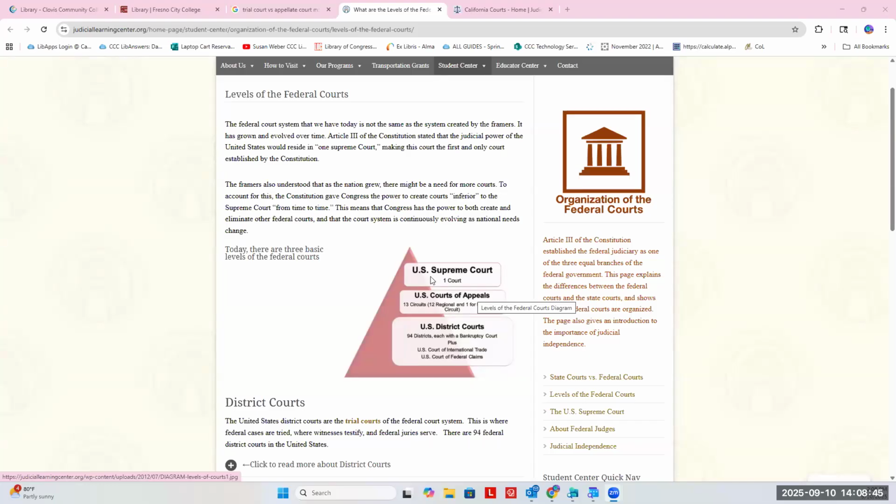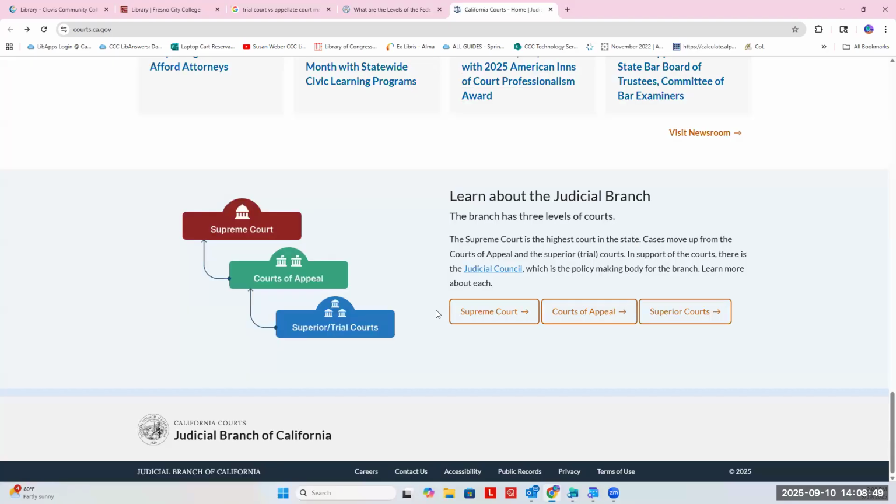States are similar. Let me show you California here. In California, you can see that you've got superior trial courts, then you have a court of appeals, and then you have a Supreme Court. Not all states will have this intermediate court of appeals. Some states that maybe are smaller, they only have a Supreme Court or what they call a court of last resort. In fact, not all of them even call them Supreme Courts.